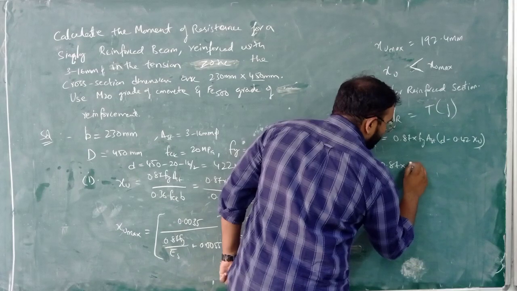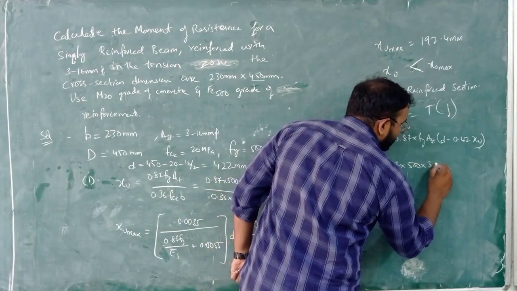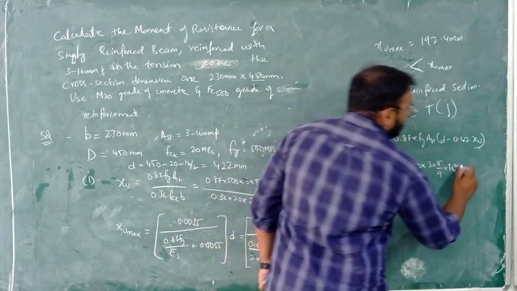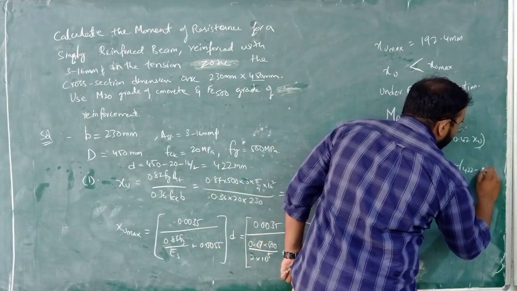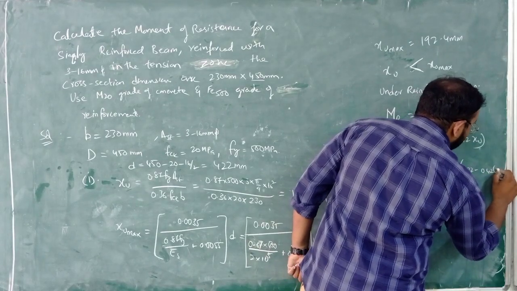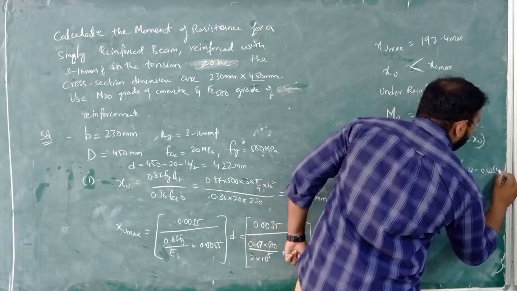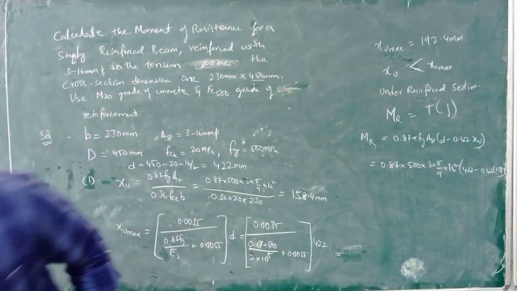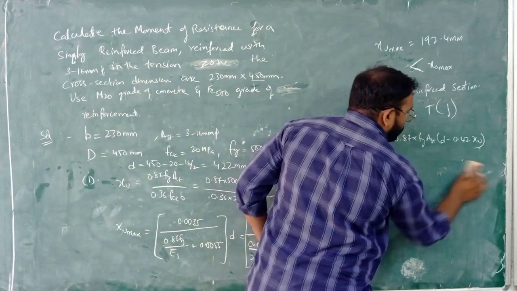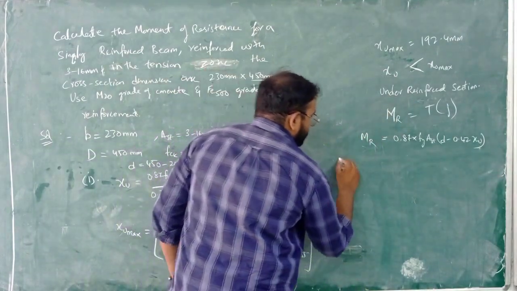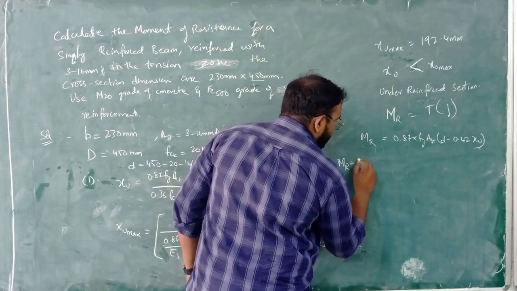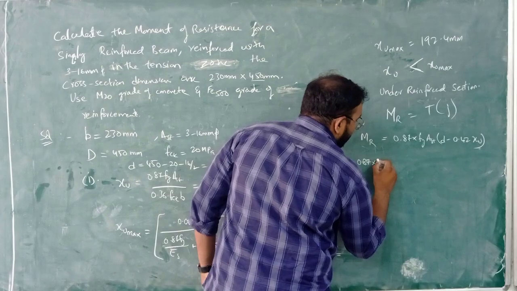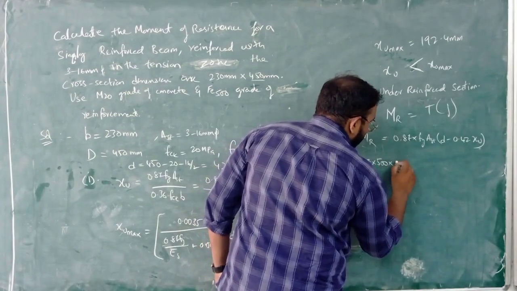Now for the calculation of moment of resistance, for an under reinforced section the formula will be T multiplied by j. So this will be equal to T, which is 0.87 fy Ast, multiplied by d minus 0.42 xu. Now which xu is to be used here, this one or this one? You need to use only this xu here. Remember this value.